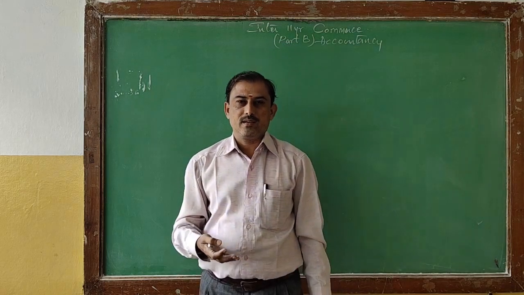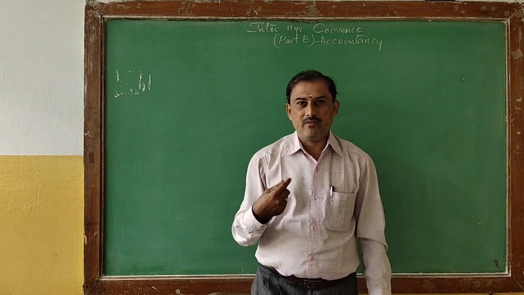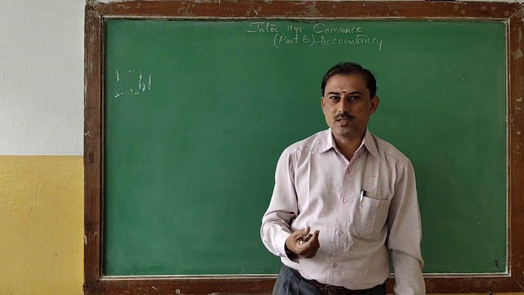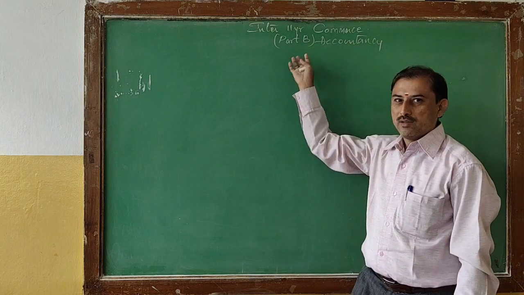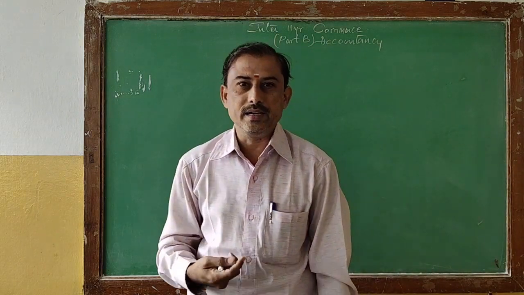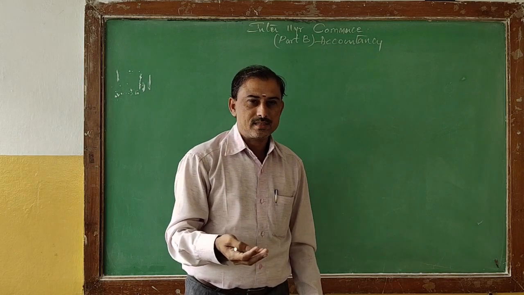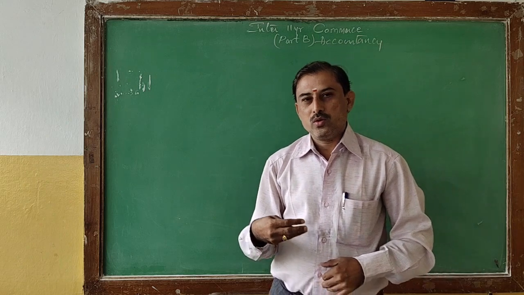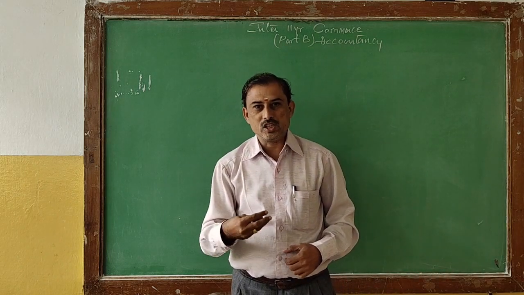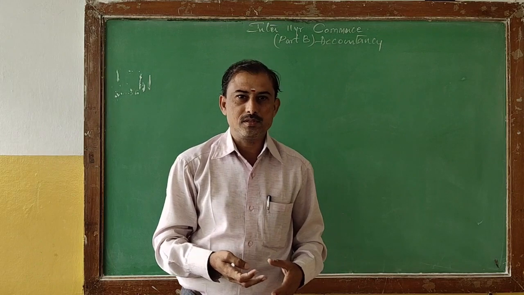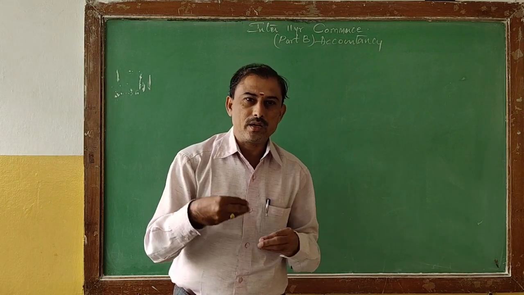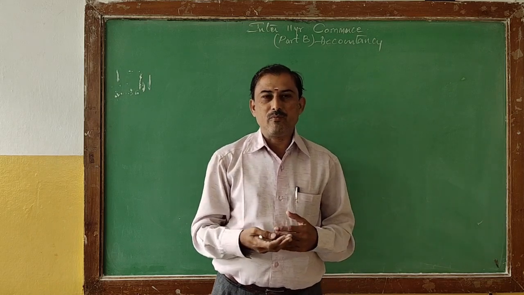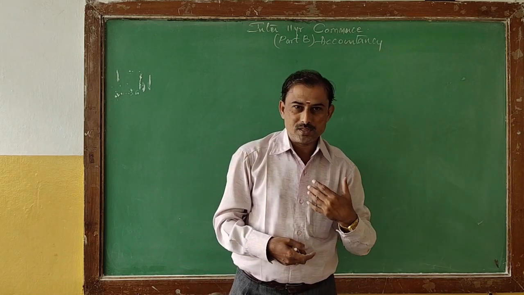I have been starting with again a fresh class for you about our intermediate second year commerce, part B, accountancy. We started with a chapter called single entry system, and in the earlier class I have given you some problems for practice. So if you have any doubts or clarification, or if you have solved the problems, kindly comment or give the post for that. So now, in the last class we have been doing the straightaway problems.